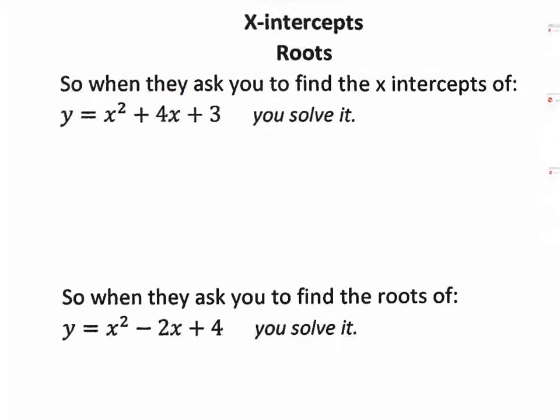And you guys remember on the class opener, how did we find the x-intercepts? We set y equal to 0. So that's what we're going to do. We're going to set y equal to 0, so 0 equals x squared plus 4x plus 3. Everybody with me? Okay, so now we need to solve it because they're asking us to find the intercepts. How do we solve it?